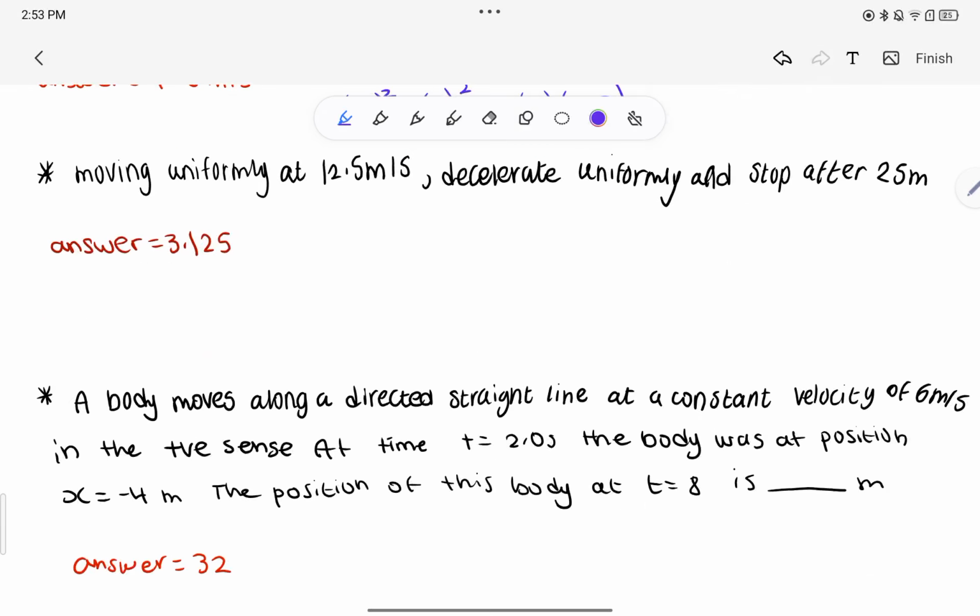Okay, moving uniformly at 12.5 meters per second, decelerate uniformly and stop after 25 meters. So they want you to find the, what's it called, the acceleration. So what you're gonna do is use this formula, v squared minus u squared equals 2a delta x.